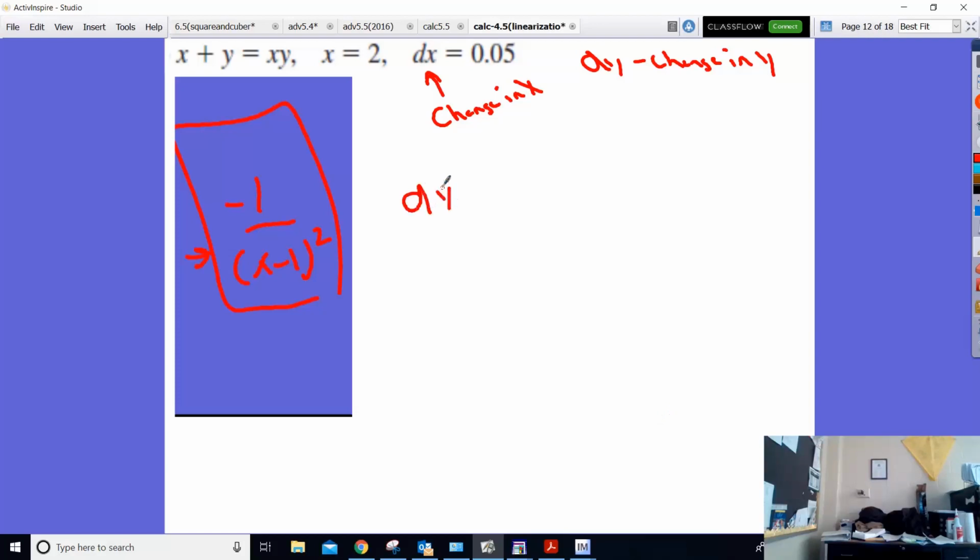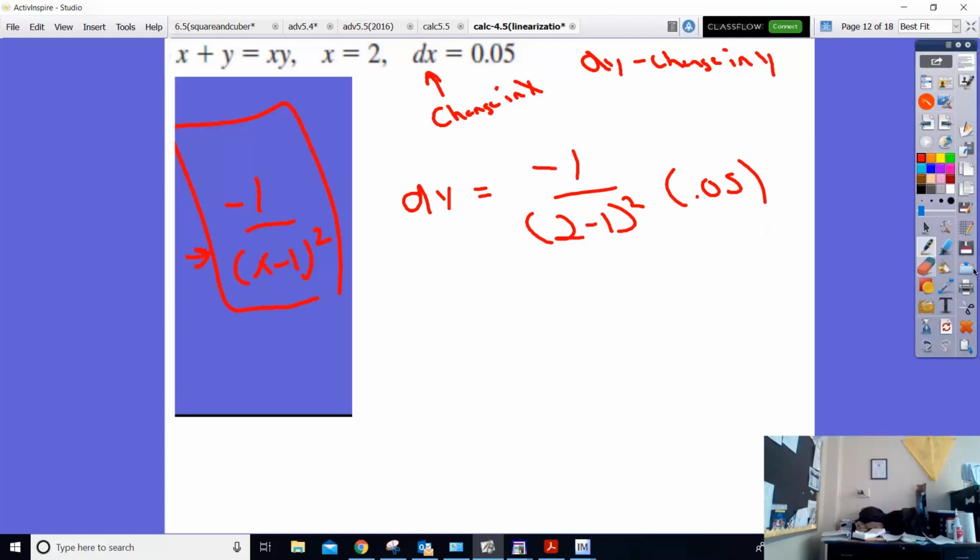Anyways, dy here is going to be -1 over 2 minus 1 squared times 0.05. It shouldn't be too hard. What do we got? I think we just have -0.05, don't we? I wrote, is it? Okay. I shouldn't have given the bottom. Does it matter?